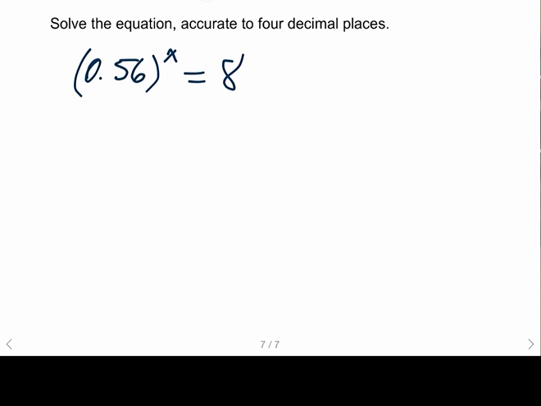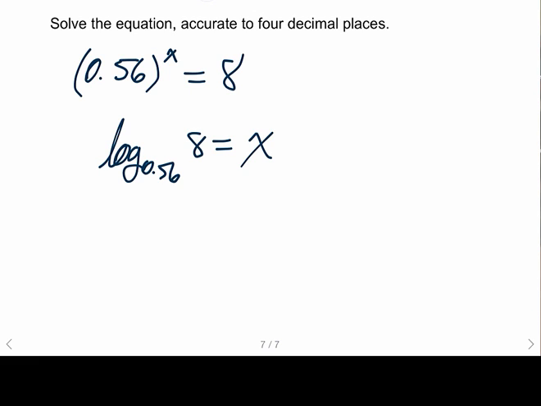Our last example for this session, solve an equation accurate to 4 decimal places, and our equation is 0.56 to the x is equal to 8. Well, the first thing I'm thinking is we can convert this into a logarithmic expression. And so I'm going to write down log, and what's the base? 0.56 of 8 is equal to x.